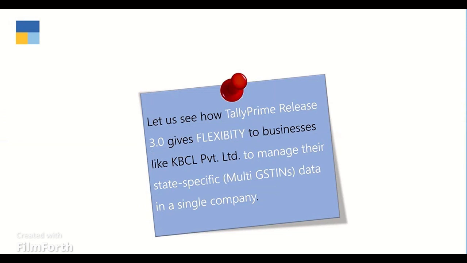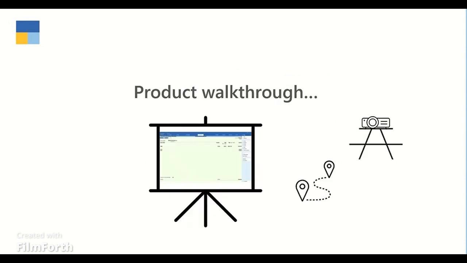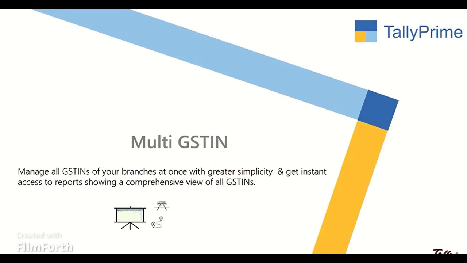To help Praveen get this consolidated information, release 3.0 gives businesses the flexibility to manage their state-specific multi GSTN data in a single company. How this is addressed, I will take you through in the product walkthrough. The feature is multi GSTN. It lets you manage the GSTNs of all your branches at once with greater simplicity and get instant access to reports showing a comprehensive view of all the GSTNs.